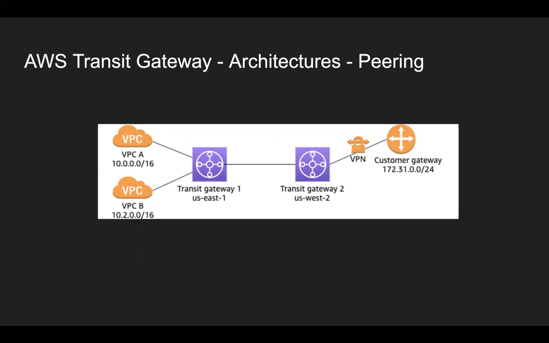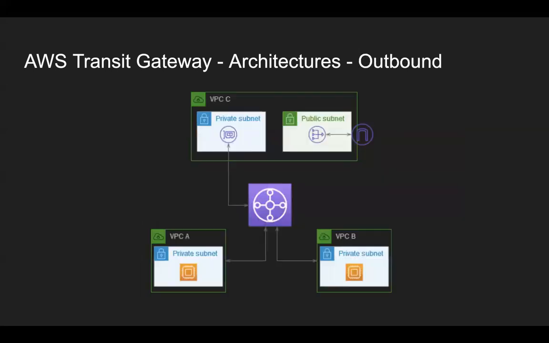So this is also a possible architecture in terms of transitive peering when it comes to transit gateway. And recently, I believe they brought out a notification that you can peer transit gateways in the same region also. So that's pretty amazing.